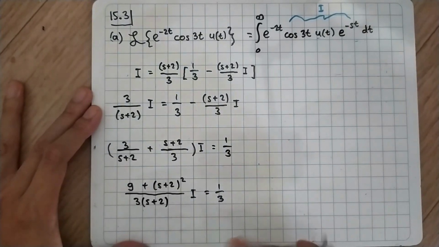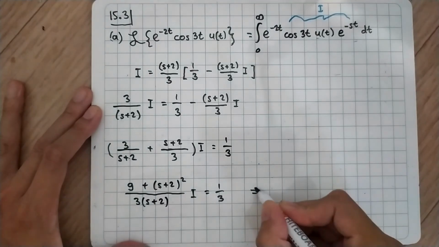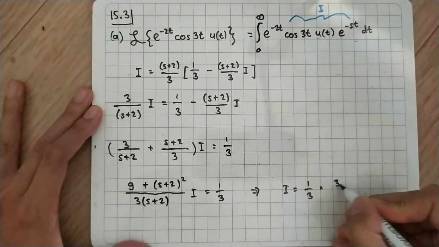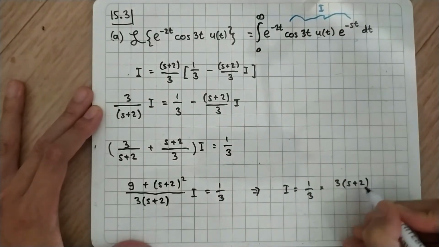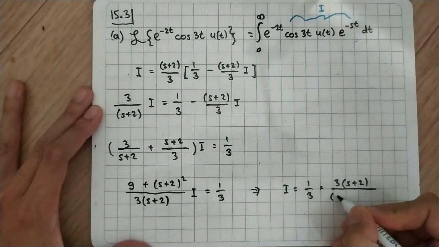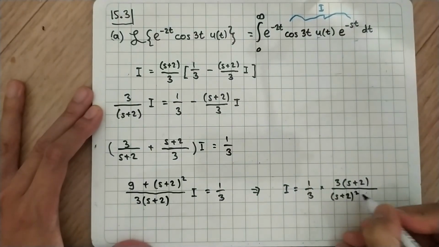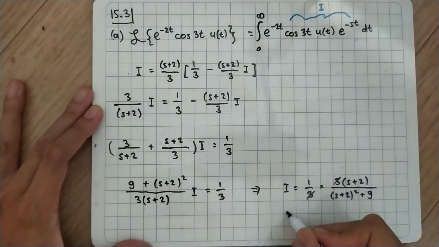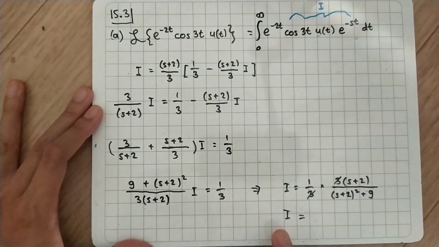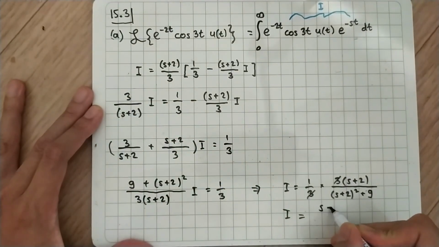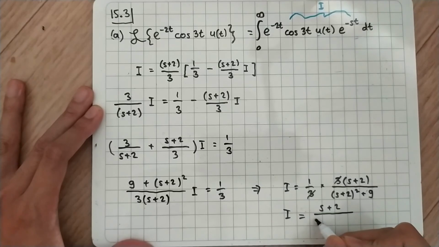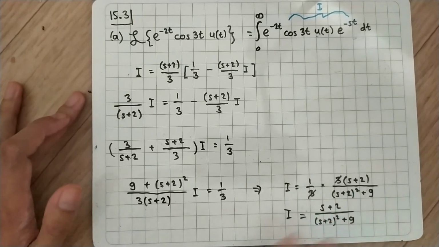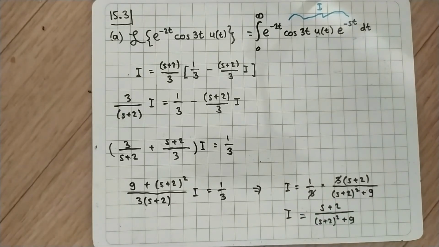And finally we can solve for I. So we will have I is equal to 1/3 times 3 times s plus 2 over s plus 2 squared plus 9. And we can cancel this 3. And finally, the Laplace transform of this function will be s plus 2 over s plus 2 squared plus 9, which is the same as what we get from the Laplace transform table.